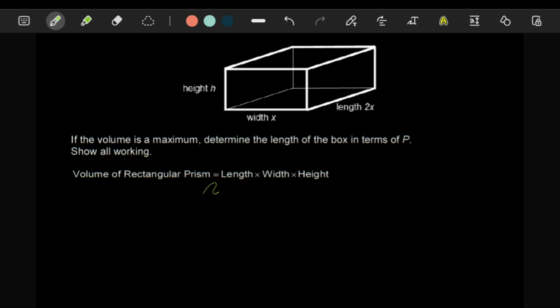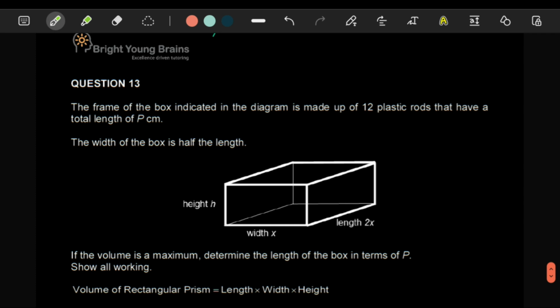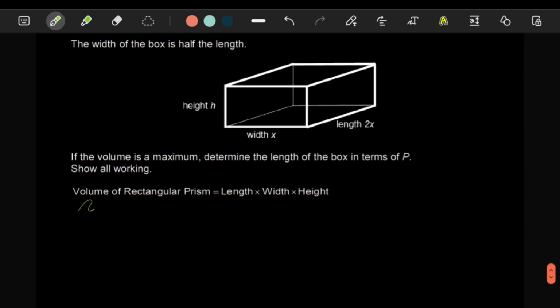Firstly, as they said here, volume is length times width times height, but the only issue is our height here. We need to be careful so that we write it in terms of a variable. Firstly, what have we been given here? They just gave us p, so we know that p, which is the length of everything, is h plus h plus h plus h, which is 4 of them, and then it is equal to x plus x plus x plus x, which is 4 of them, and then 2x plus 2x plus 2x plus 2x, which is 4 of them.